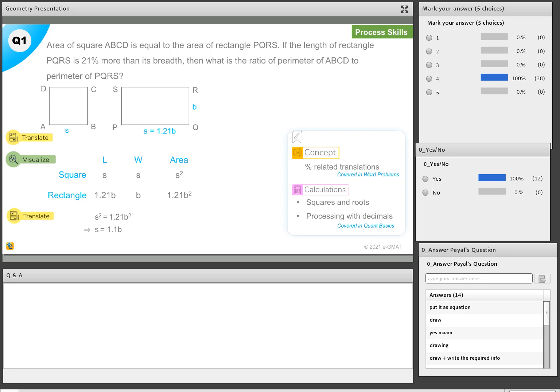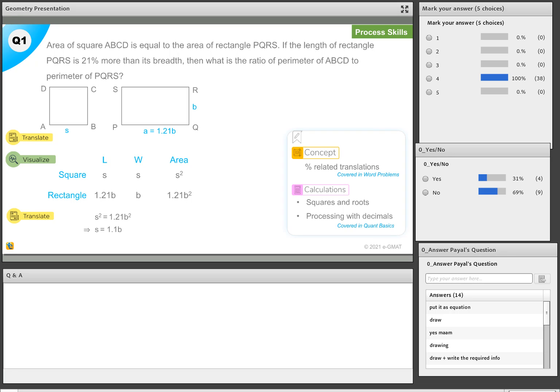Okay, now let's proceed. Translation. Area of the square ABCD is equal to area of the rectangle PQRS. This means S squared is equal to 1.21 B squared. This means S is equal to 1.1 B. How many of you had problems doing this level of calculation? Again, did you have to think where the decimal should be placed? Should it be 0.11? Should it be 11? Did you have to think about that?